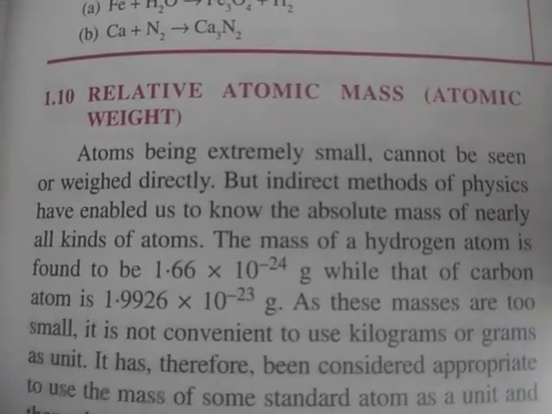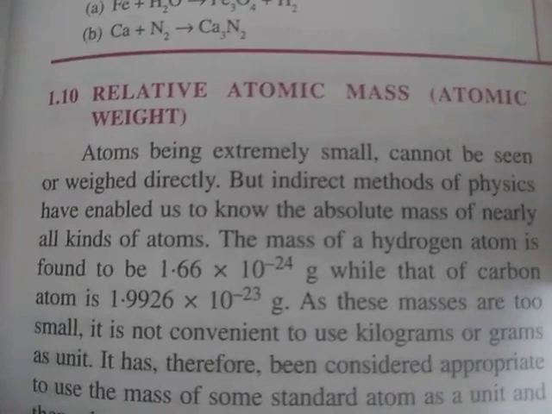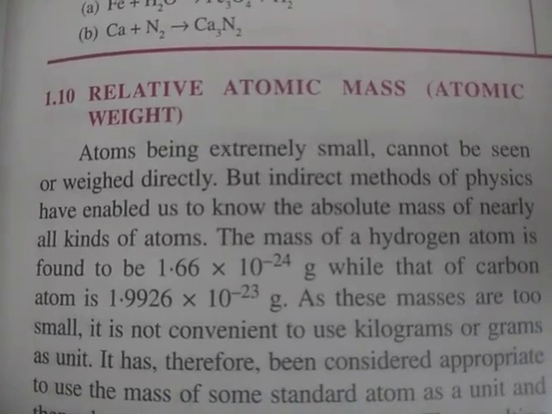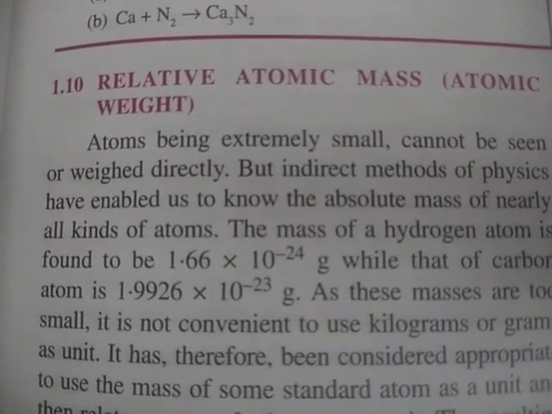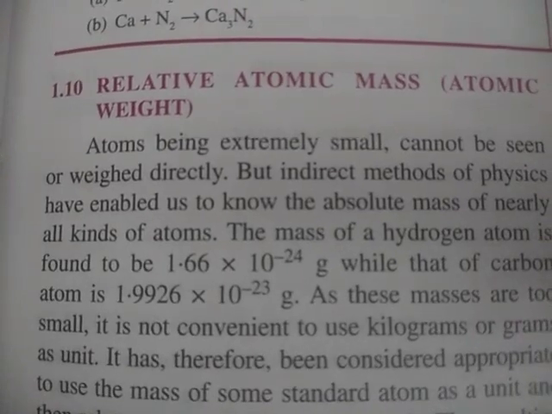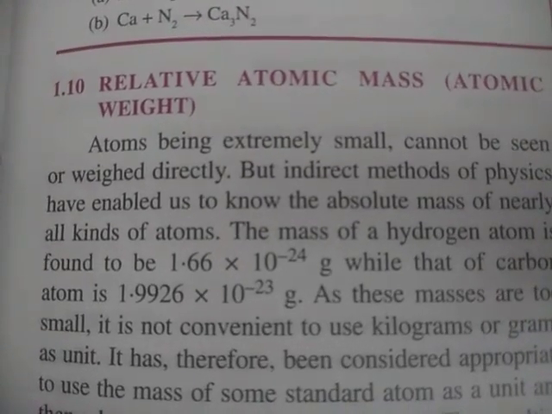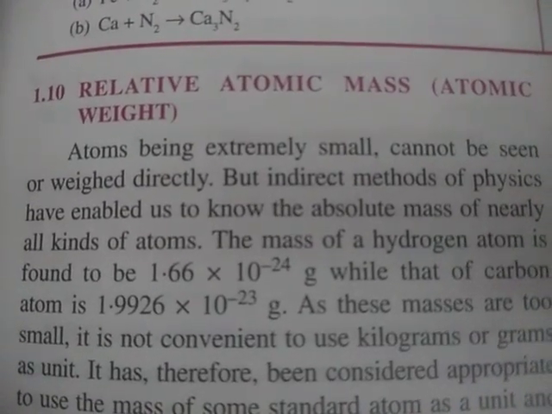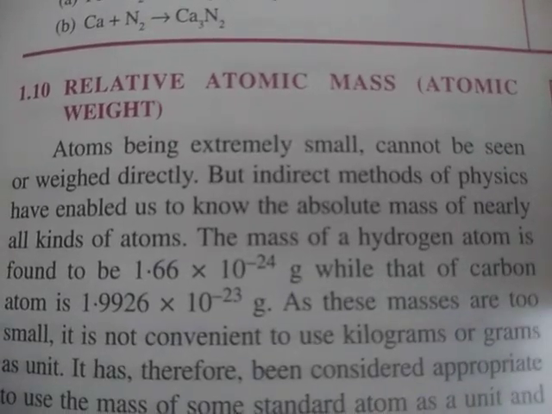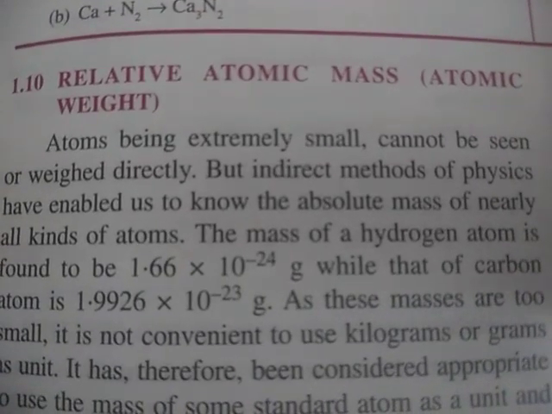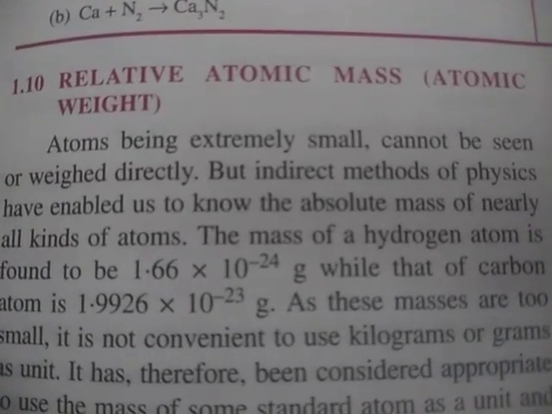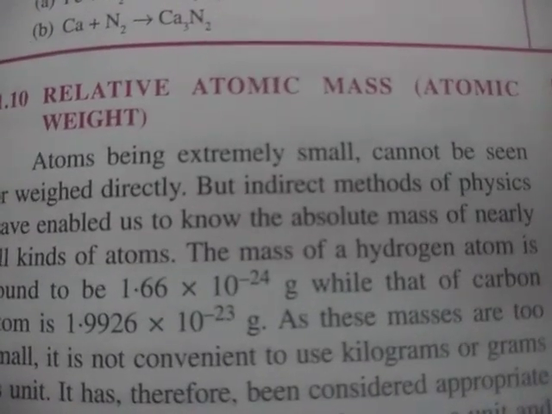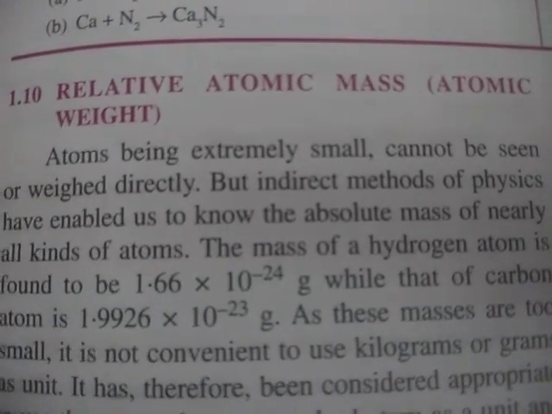Now relative atomic mass. Students, you know what atomic mass is? It is the mass of an atom. So instead of talking about atomic mass, why have they written it as relative atomic mass? Because they have taken a reference atom, and that reference atom is carbon. So every element they have compared with the carbon atom, and from there they said that the atomic mass or atomic weight can also be called relative atomic mass or atomic weight.